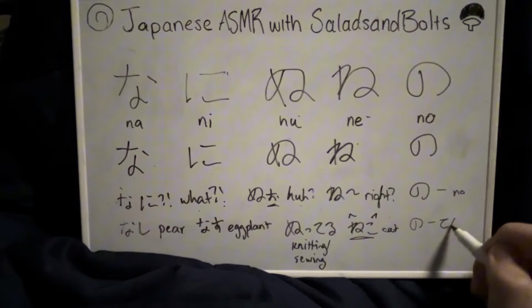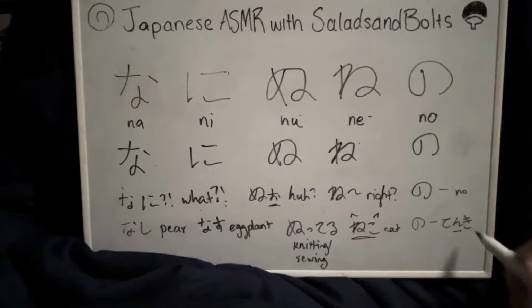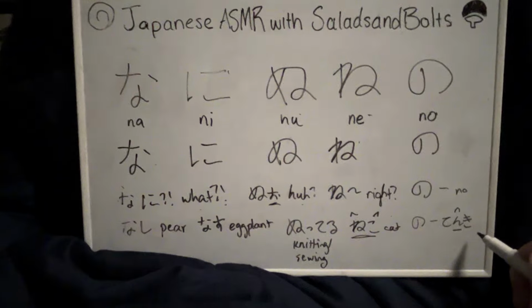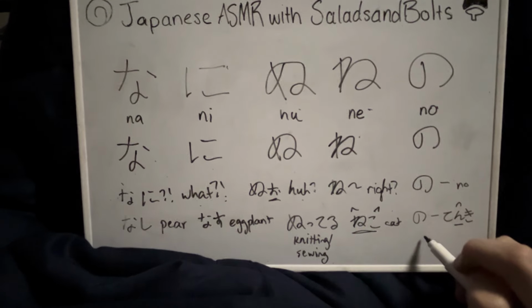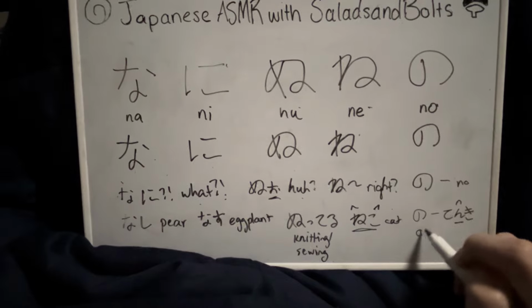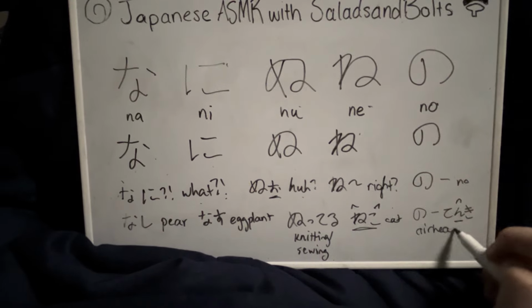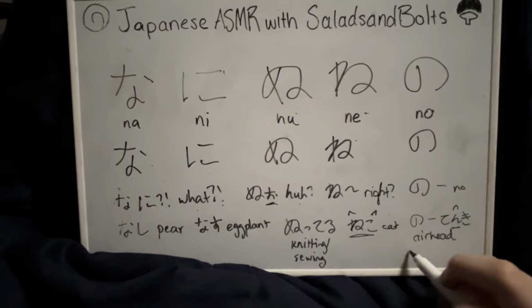No tenki. You can't read this in yet, so that's okay. Don't worry about that. Just pretend like you can. No tenki means like someone who's a little bit of an idiot or like an airhead. You'll hear that a lot in anime.